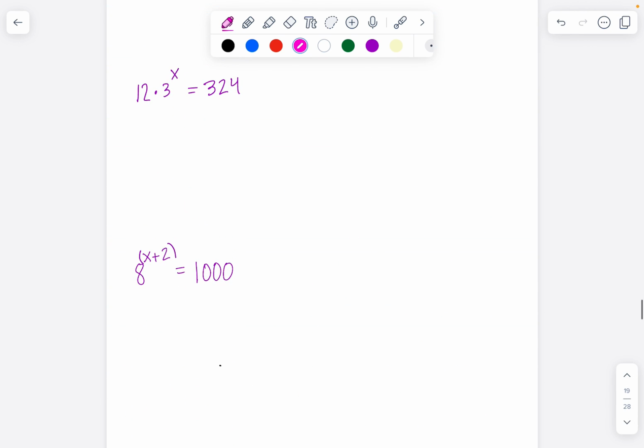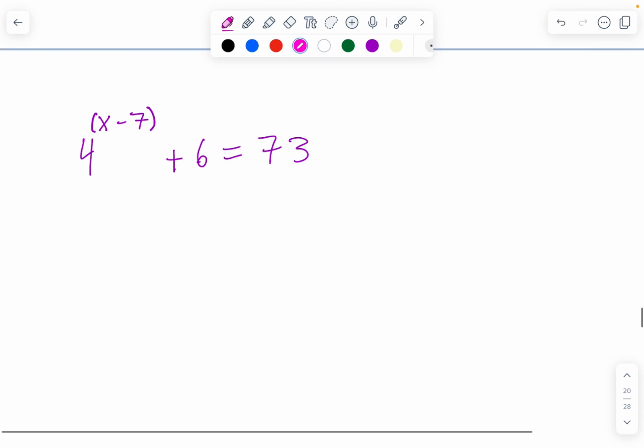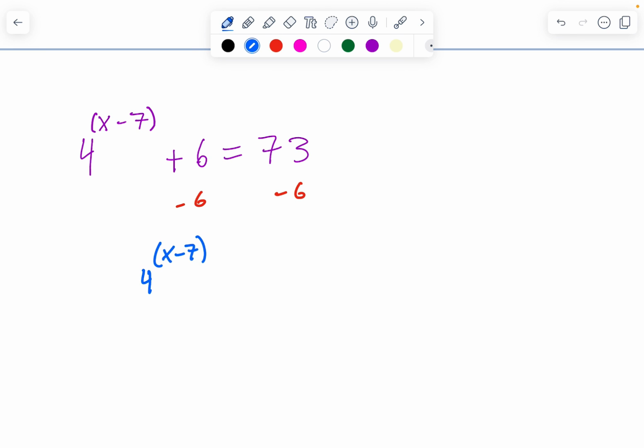So I just want to emphasize, in order to solve an equation, you first need to get your number to a power by itself. So if I'm looking at this one, 4 to the power of x minus 7 plus 6 equals 73. Before we jump right to log form, we need to get 4 to the power of x minus 7 by itself. So we can subtract 6 from both sides, and we get 4 to the power of x minus 7 is equal to 67. Now we're able to put this in log form. So log base 4 of 67 is equal to whatever is in our exponent. In this case, it's x minus 7.